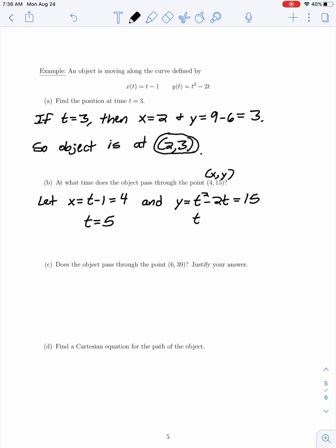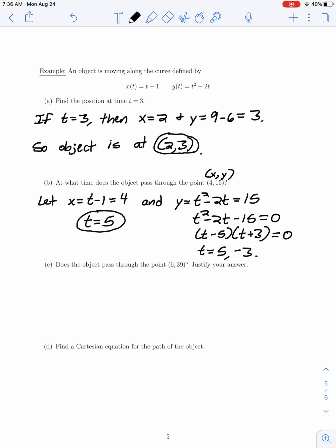And looking at our second equation, t squared minus 2t minus 15 equals 0. Well, this can be factored as t minus 5 times t plus 3 is 0. So we had 2 choices, either t was 5 or negative 3. So the only value of t that satisfies both of these equations is the first value, t equals 5.